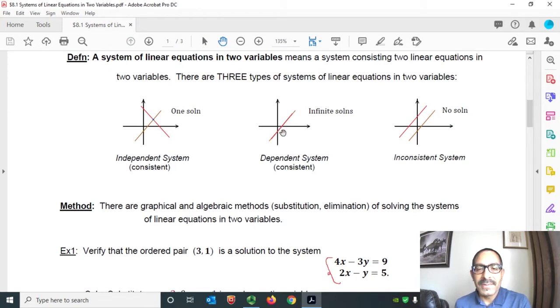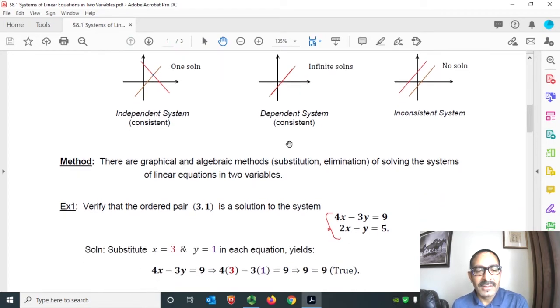two lines overlap, meaning the lines represented by the equations of the system overlap. Third, the inconsistent system where we have no solutions, the lines represented by the equations of the system are parallel. So no intersection point here. And there are infinitely many intersection points in the dependent case, and there is only one intersection point in the independent case. I hope this makes sense to you all.